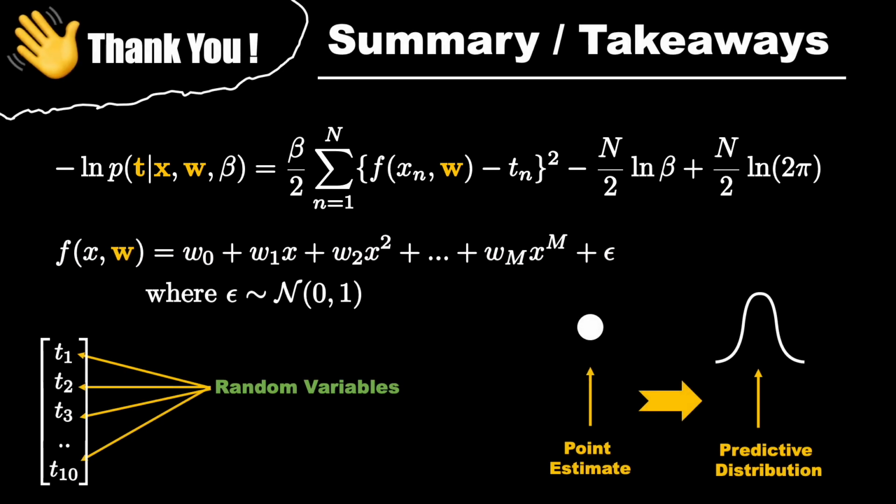This brings us to the end of this tutorial. The most important takeaway here is to think of your target variables as random variables, as thinking in this direction enables us to get the uncertainty associated with them and helps us move away from point estimates to the predictive distribution. Also, linear regression with the sum squared error function is just a special case of maximum likelihood estimation when we assume Gaussian noise.